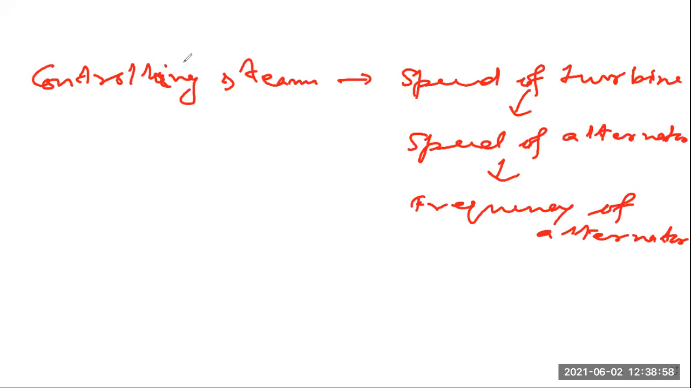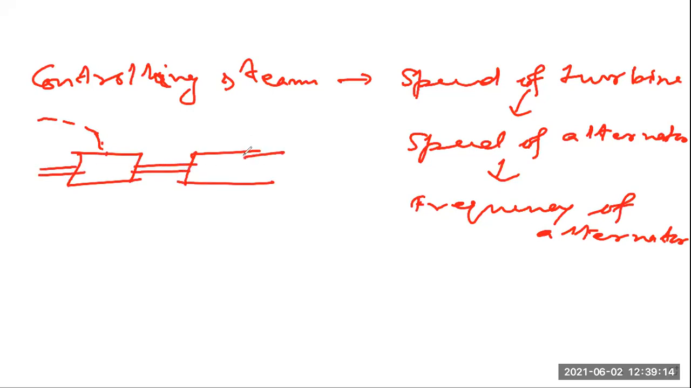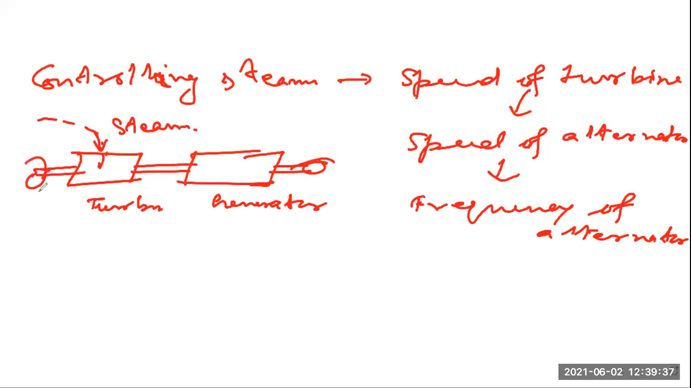So if you are controlling steam, basically what will happen? The steam will be injected this way, let us say, and you have a turbine here. And there is a turbine shaft, and this is coupled with the generator. You have a generator, and this is the final output from the generator. This is your turbine, and this is your generator. So what will happen if you are controlling the steam input? More steam means more force, so the shaft will be rotated faster.